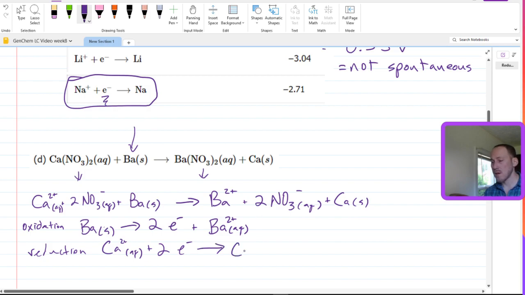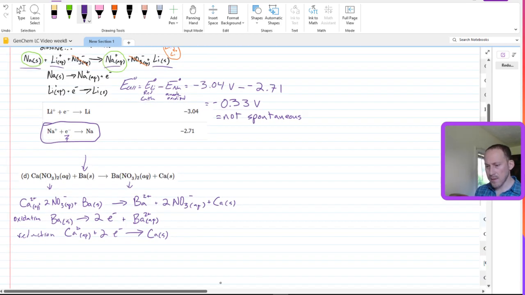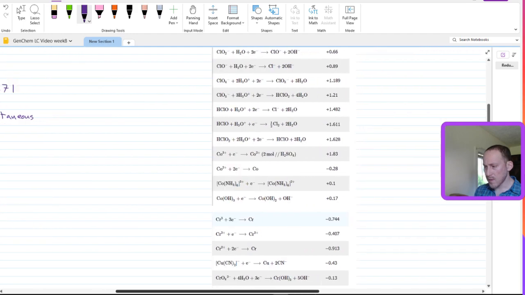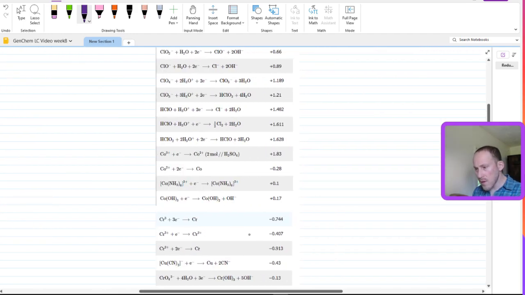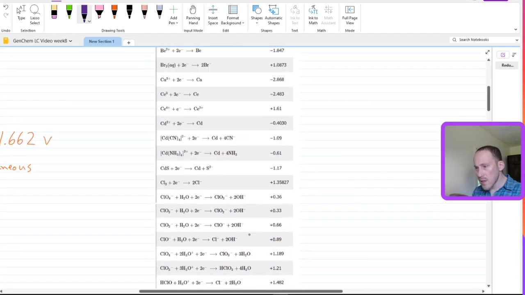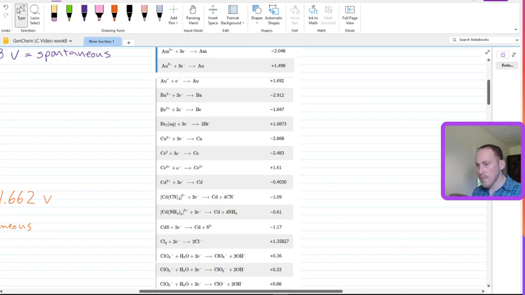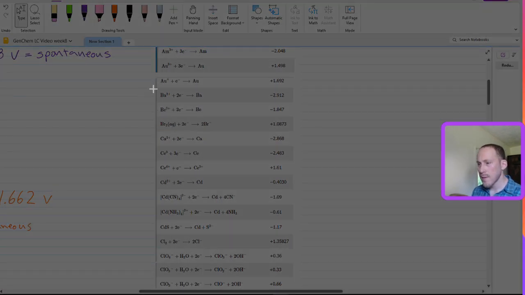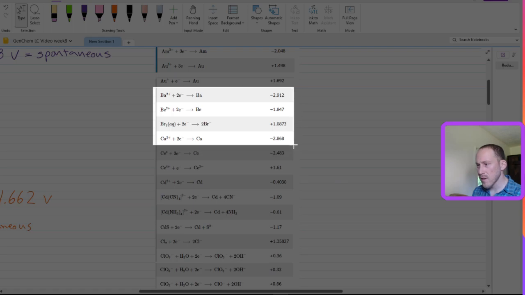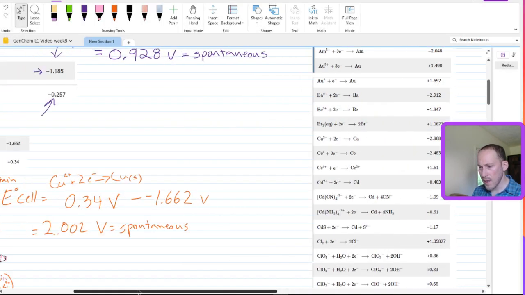and become solid calcium. Okay, so this will just be as simple as the reduction potential of calcium 2+, which is right here. Oh, and barium. I'm going to just screenshot this over here because I can fit them both in one. Okay.